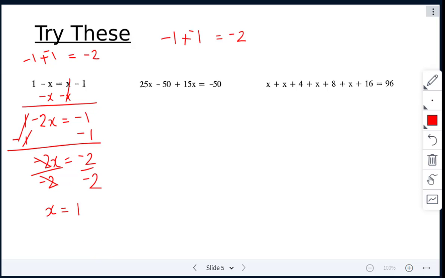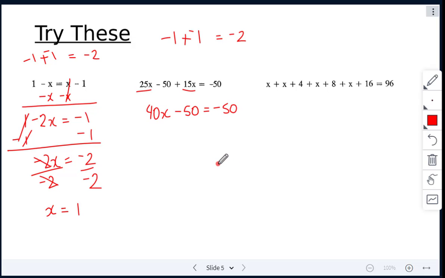All right, so let's take a look at 25x minus 50 plus 15x equals negative 50. So when we look at this on our left side, we can collect together 25x and 15x together. Before we start moving anything across the equal sign, we can collect those together. So 25x plus 15x gives me 40x. And then I still have the minus 50, and it's equal to negative 50.